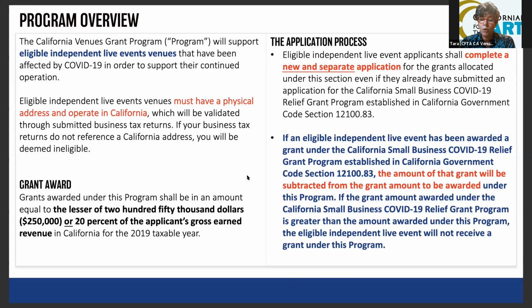Now, one of the big questions that we're already getting is if you happen to have applied for the California Small Business COVID-19 Relief Grant, are you eligible? The answer is yes. What you need to know if you did apply for that is that the amount of that grant award will be subtracted from the amount awarded should you receive a California Venues Grant Award.